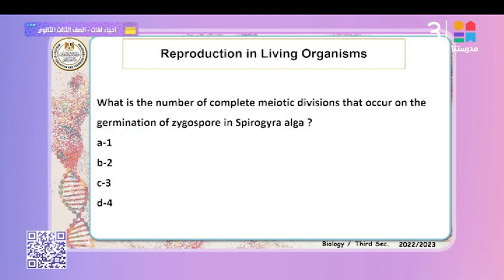What is the number of complete meiotic divisions that occur on the germination of zygospores in Spirogyra algae? Pay attention, please. Conjugation is a specific type of reproduction that occurs in Spirogyra when drought occurs, with deficiency of oxygen and water. That means unsuitable conditions. This organism tends to reproduce by conjugation. Two filaments adjacent to each other form a conjugation tube.